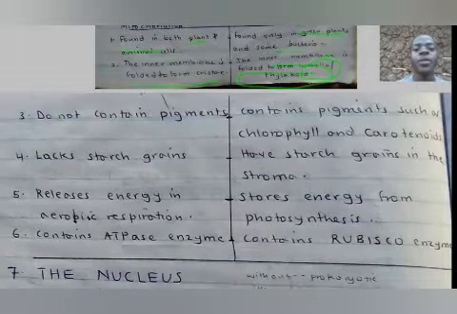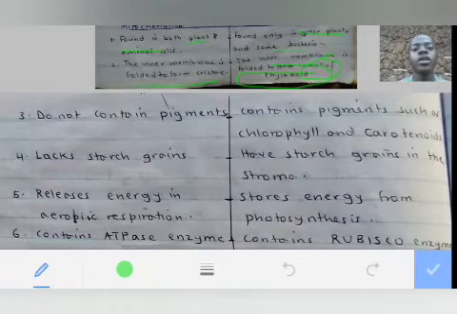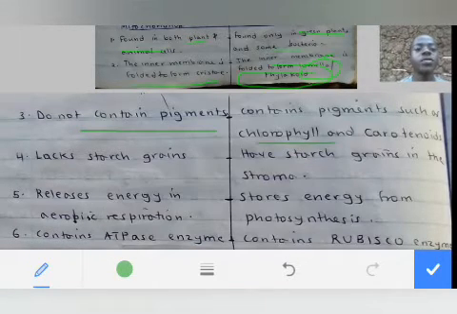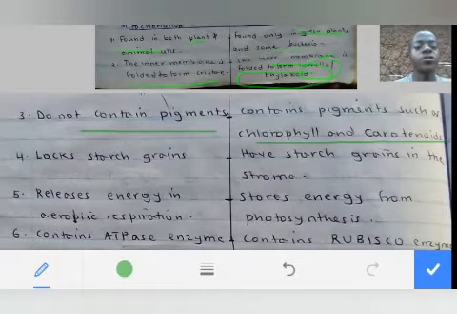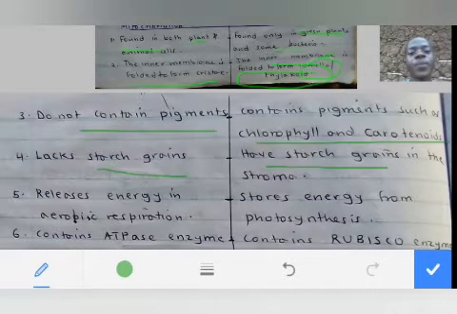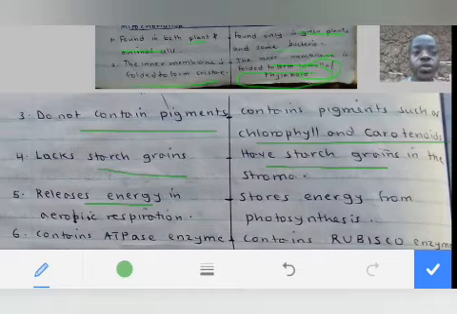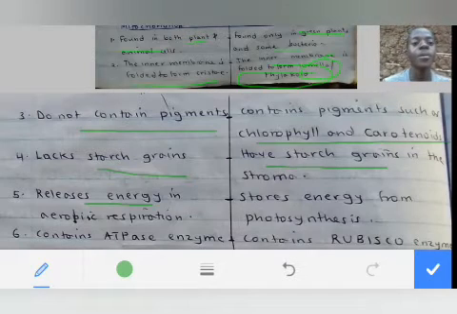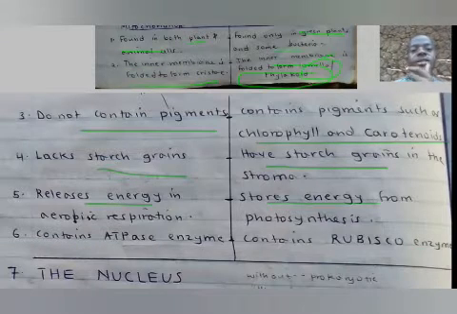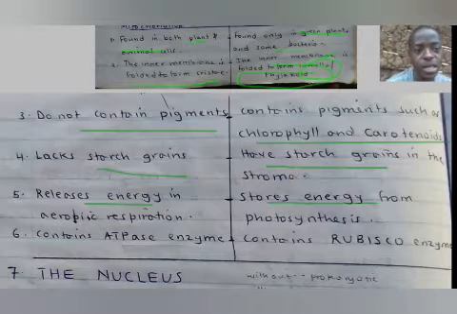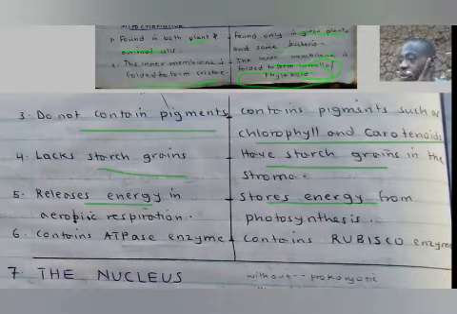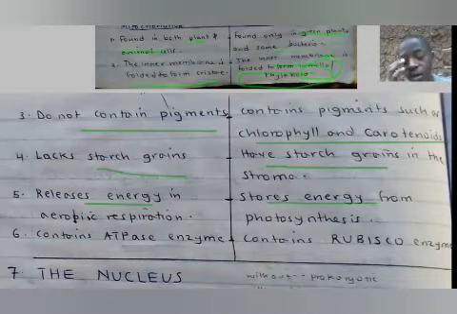We also have others here. The mitochondria has no pigment, but the chloroplast has chlorophyll and carotenoids. The mitochondria also lacks starch grains, but the chloroplast has starch grains. The mitochondria releases energy during aerobic respiration, but the chloroplast stores energy from photosynthesis. And also the mitochondria contains the ATPase enzyme, whereas the chloroplast contains the rubisco enzyme. And as I have told you, we shall come to look at the rubisco enzyme very soon.